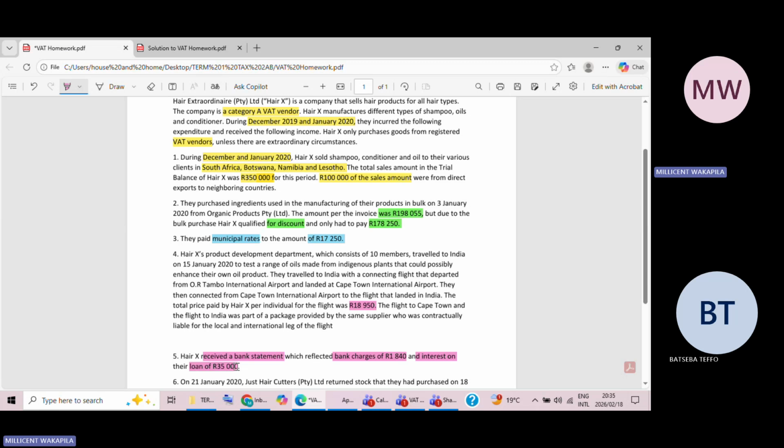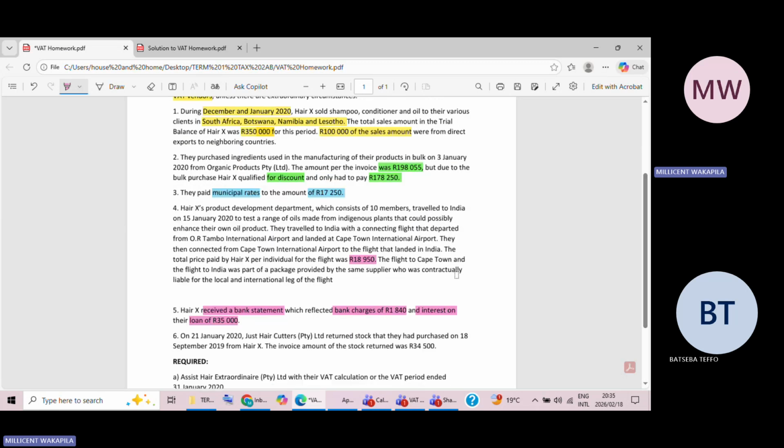Interest on loan of 35,000, right? One thing that I just have to make clarity on here is that there is a difference between bank charges and interest on loan, right? The difference is that interest on loan is a financial service, right? It's classified as a financial service.